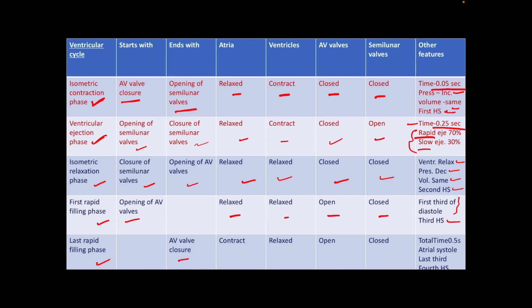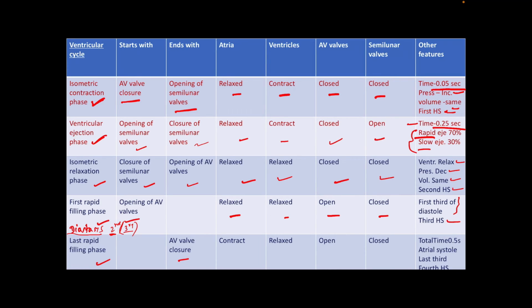Third heart sound is heard during the first rapid filling phase. Now after the first rapid filling phase, there is a diastasis, which we had seen. Diastasis is the second third. Out of the three parts, the second one, it is by this diastasis, where the major veins directly pour blood into the ventricles through the atria.